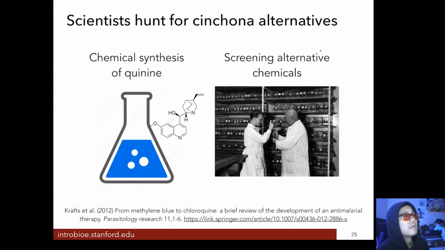But they also start screening other alternatives. So they have libraries of chemicals that serve as dyes for like the clothing industry and other textiles. And they think, okay, well, we have all of these compounds, we have all of these molecules. Maybe one of them is also effective against malaria. So scientists start digging out every chemical they can think of. They go through these large libraries to see, do we have something on hand that can treat malaria?